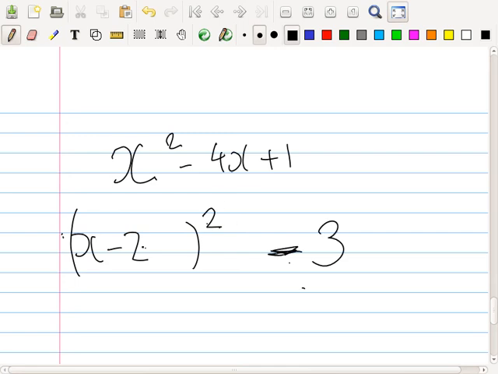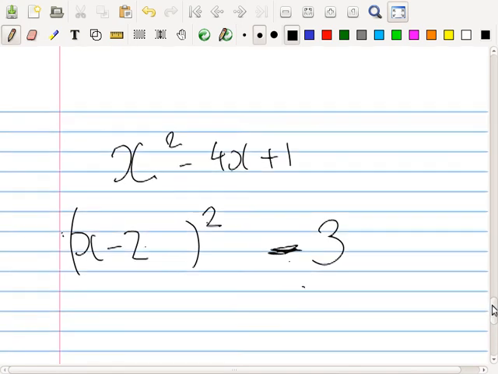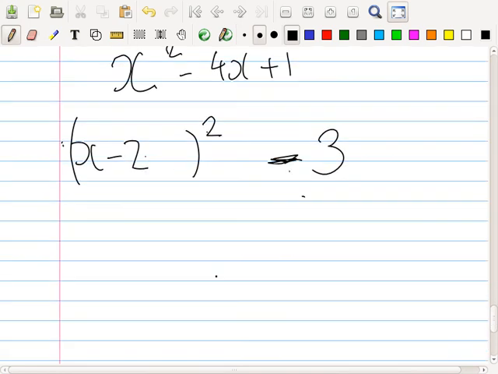Because here, what's minus 2 squared? 4. But I need 1. So I'm 3 too big. So I need to take away 3. You need 1? Yes, I need 1. Right. I'll give you one to try. I want you to write this down. So this is your one to try: x squared minus 6x plus 20.